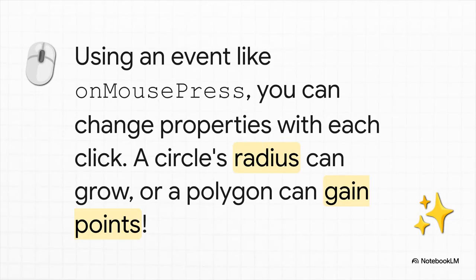So how do we actually use these? This is the fun part. You can tie a property to something the user does, like pressing the mouse. With every single click, you can tell the program, hey, whatever the circle's radius is right now, add 20 to it. Or take the polygon's points and just add 1. You can literally watch a triangle turn into a square, then a pentagon right before your eyes.